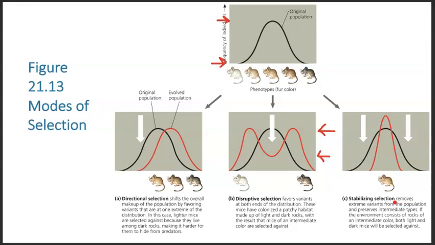With stabilizing selection, it's actually the ones in the middle that are doing the very best. So in this case, the brown ones are doing much, much better. We have selection against the light ones and the dark ones, and we have survival favoring the ones that are in the middle. This is called stabilizing selection. Here, think about maybe the rocks in the environment are more brownish in color, and so the more brownish mice are the ones that are going to survive better.